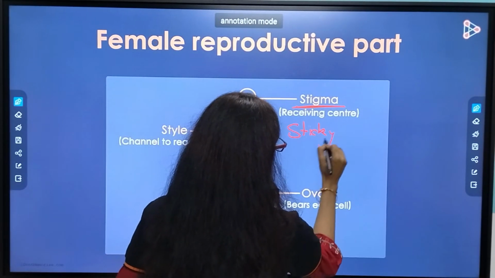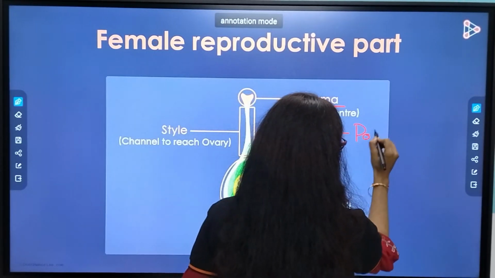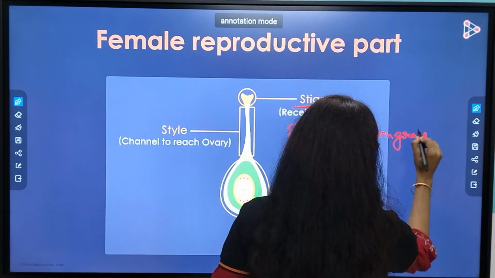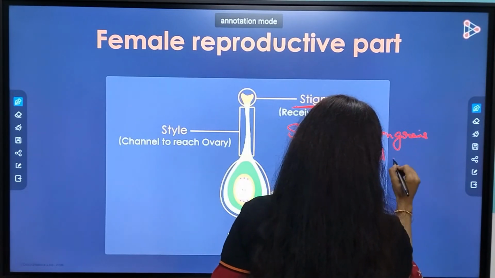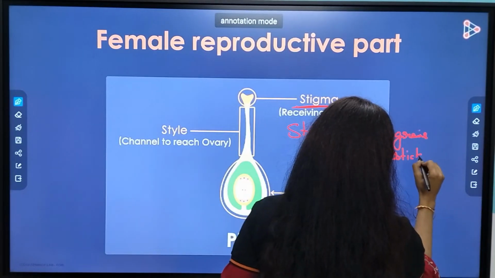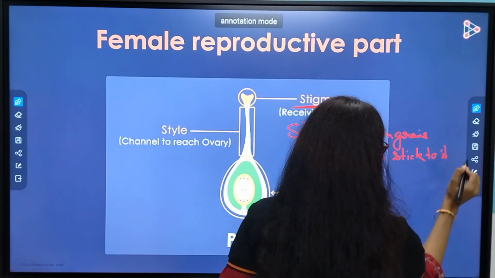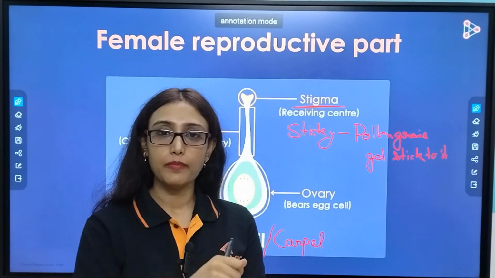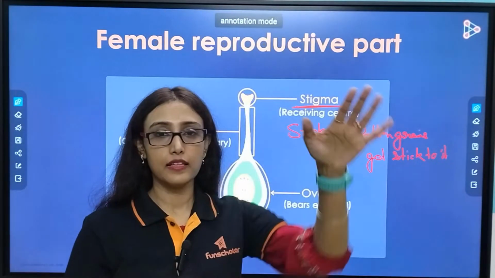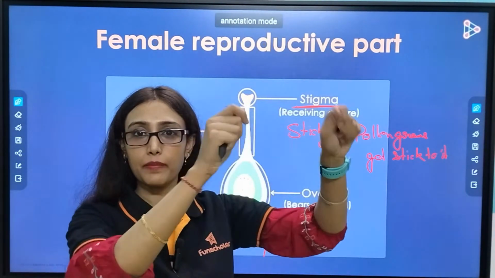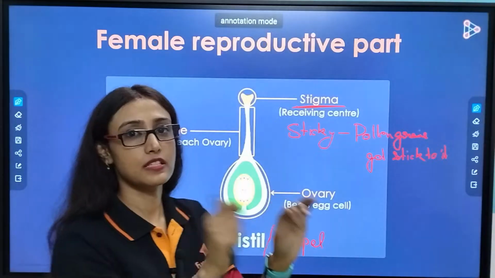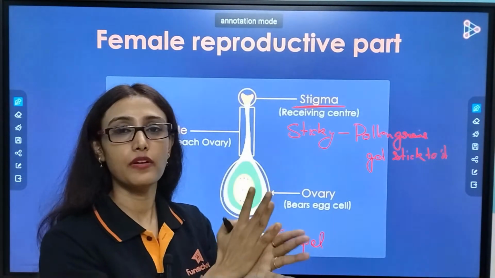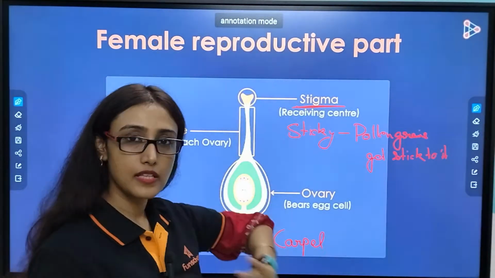Why sticky in nature? So that pollen grains get stuck to it, just like Fevicol. You take an art paper, you put some Fevicol and then you add mica, and you just dip the paper like this and you will see that the mica gets stuck to the Fevicol. Same thing happens with the stigma.